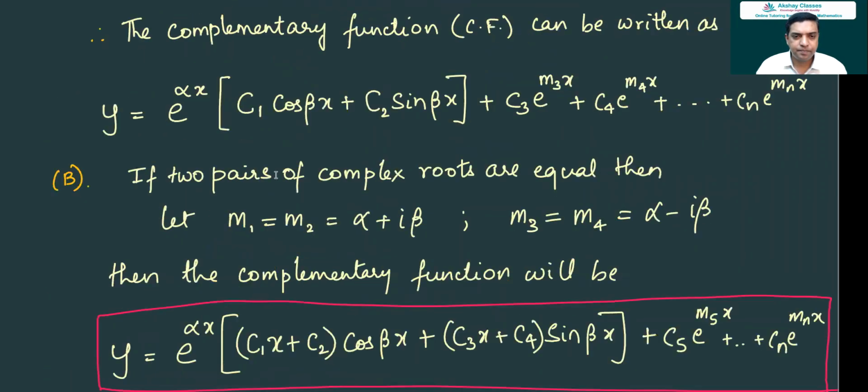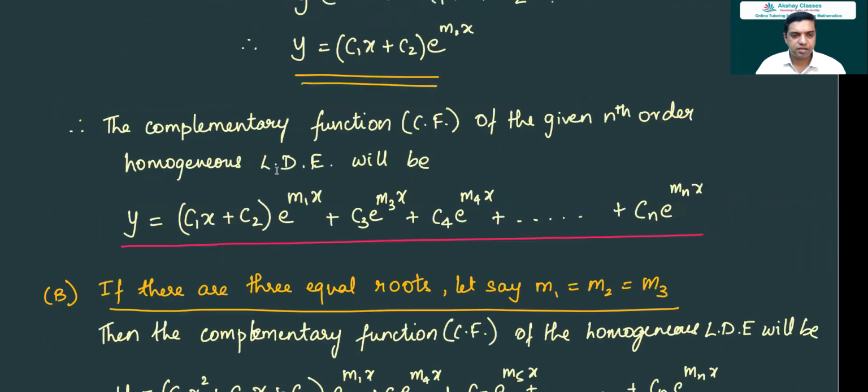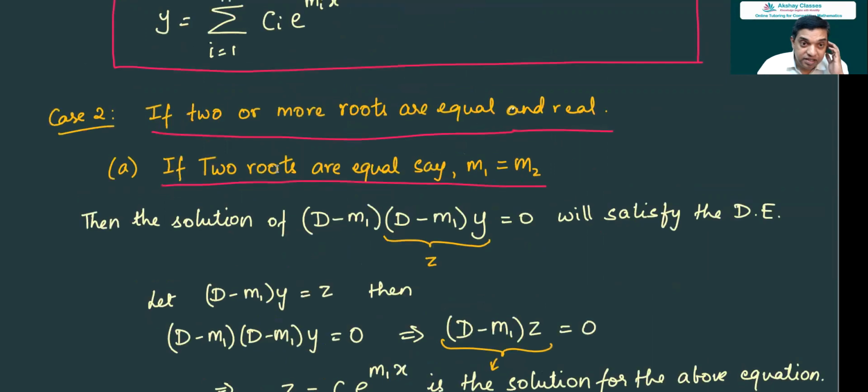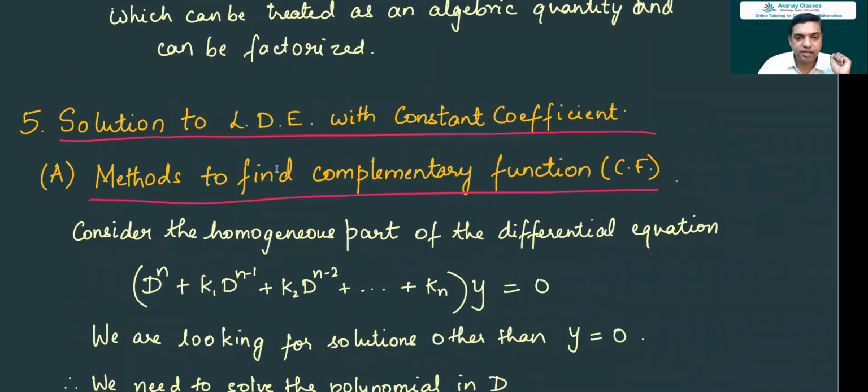So in the last class, we discussed how to find the complementary function. We have to find the solution of the linear differential equation with constant coefficients. In this, the first part is to find the complementary function, which is the general solution for the homogeneous equation. So that's what we did in the last discussion.